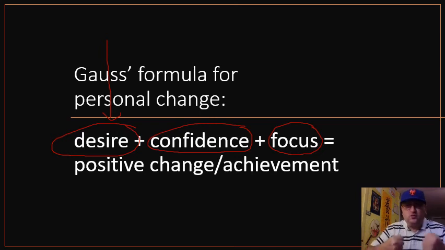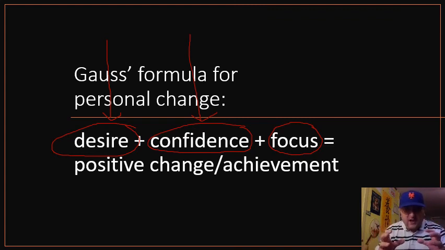You have to really want to learn. You have to really want to fix your English. Nobody can do it for you. The best teacher in the world cannot fix your English for you. You have to have that desire. Second of all, you have to believe that you can change. You have to believe that you can fix your English.